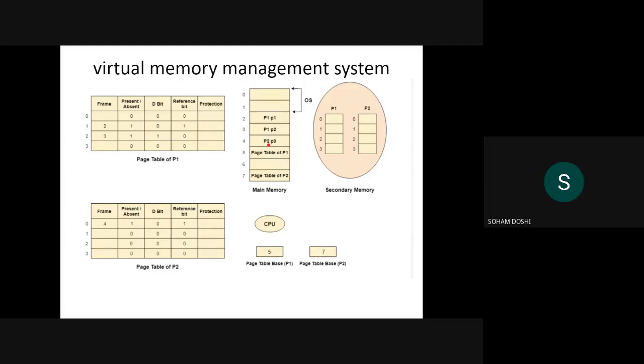Yes, ma'am. Now, apart from this, what do I have? I also have a page table stored on frame number 5, and I have the page table of process P2 on frame number 7. So what is the CPU having? The CPU is already having information of frame 5 and frame 7. So how is the CPU going to this page table? It is going to this page table by referring to the main memory, by searching the main memory.